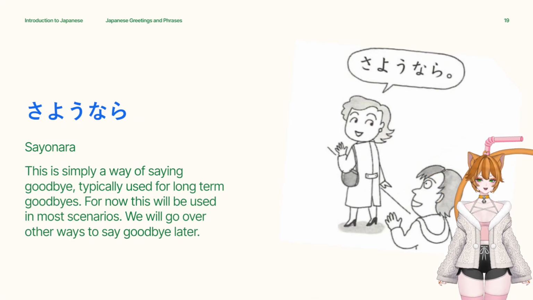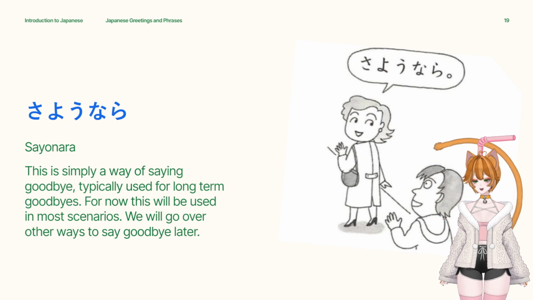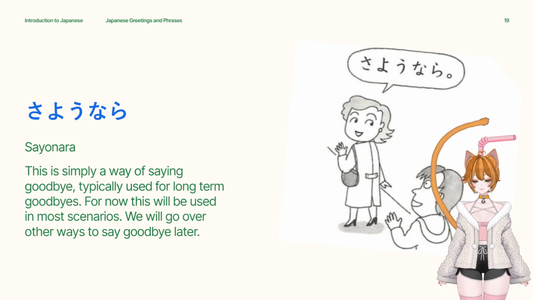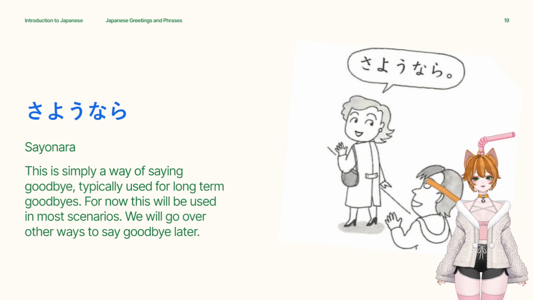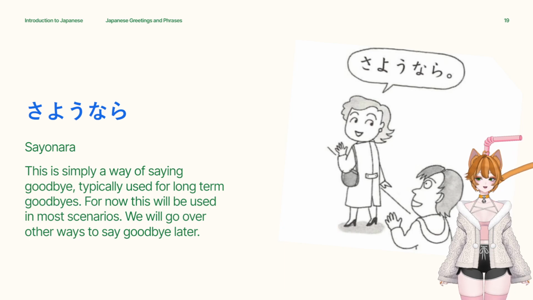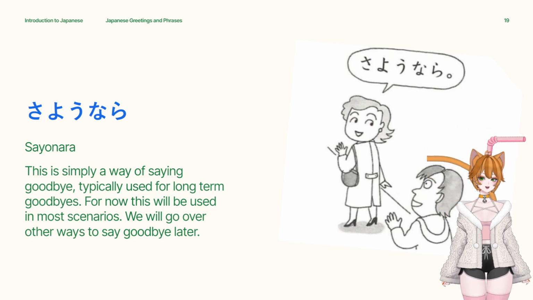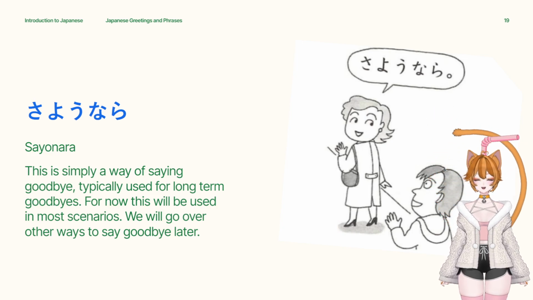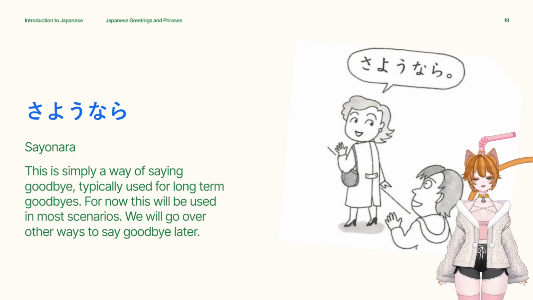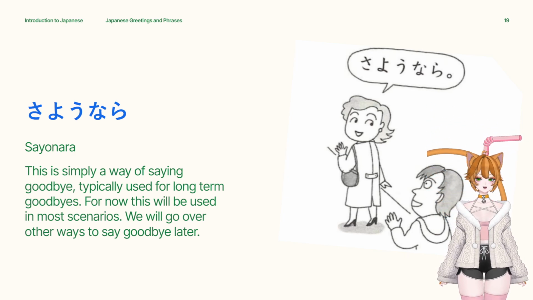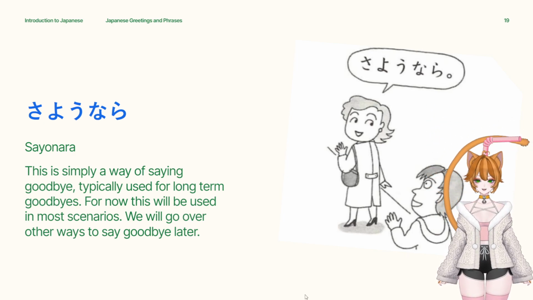Sayonara. Sayonara is simply a way of saying goodbye, but this is typically used for long-term goodbyes. So if you have a friend that you're going to see tomorrow, you don't really want to tell them sayonara because it has a lot more finality to it. It almost means like, bye, I'm never going to see you again. But for now, we're going to use this in most scenarios as we do not know the more brief goodbye versions of this. We'll get into those later, a bit down the road. But don't worry, for now, this is what we will use.